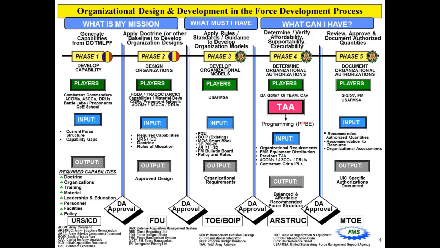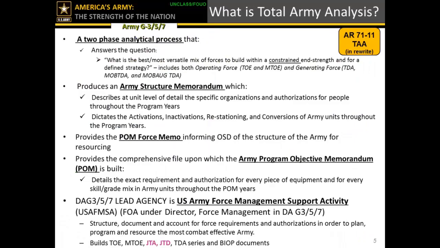All right, so our old friend, the force development process chart. We focused on 1, 2, and 3 last time, so today we're going to focus on a little bit of 3, but mainly 4 and 5, and specifically the total Army analysis process there in phase 4. The output of the total Army analysis process is there at the bottom, the R-Struct, the Army structure, and that lets us know, hey, this is what the Army is going to look like. So we will waste no more time with this slide and move straight into TAA.